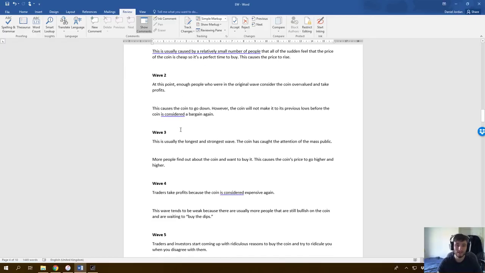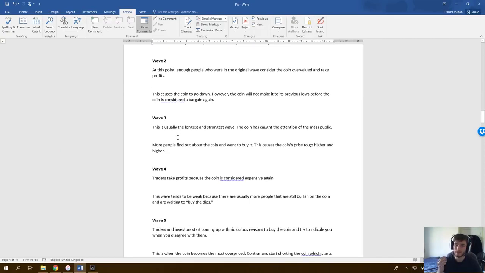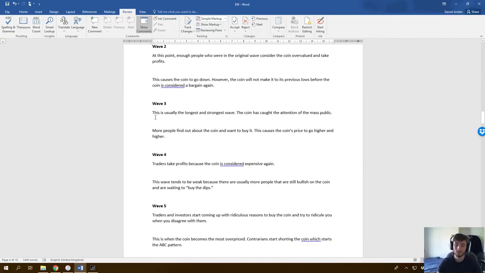So then once wave number 2 has made its way down, this is when you get the third wave. So this wave number 3 is so often, like really often, the longest and strongest wave. The coin has caught the attention of the mass public. So this is as if we're looking on a cycle, so for instance like on a daily or weekly chart. Okay, so it's caught the attention of the mass public. More people find out about the coin and want to buy it. This causes the coin's price to go higher and higher.